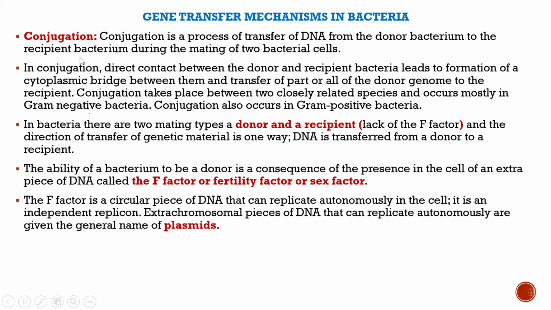So conjugation takes place between two closely related species and occurs mostly in gram-negative bacteria. It also rarely occurs in gram-positive too, okay? And then in bacteria, there are two mating types, a donor and a recipient, which I explained. Because the recipient lacks a particular receptor, which is called the F factor, they are not able to donate, or they are not able to transfer the DNA material.